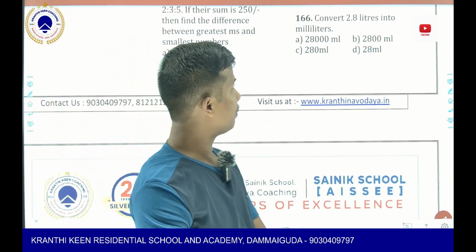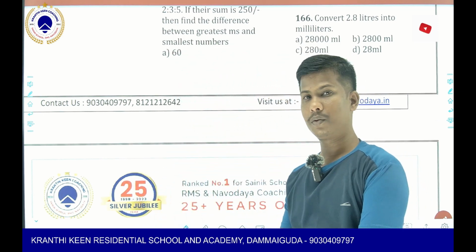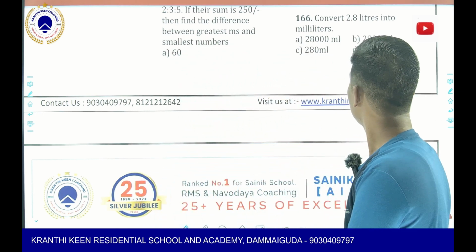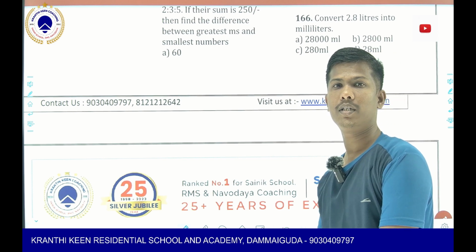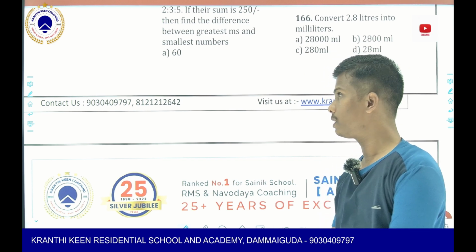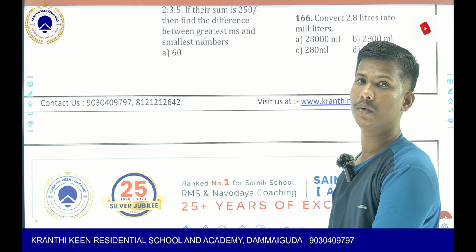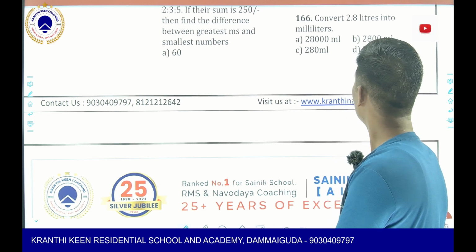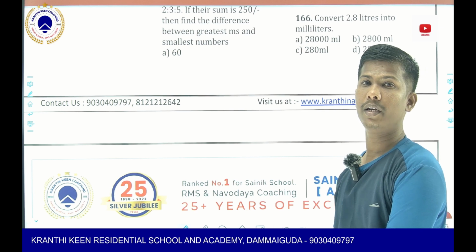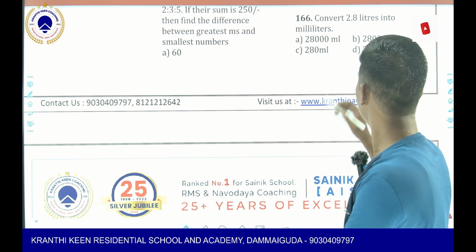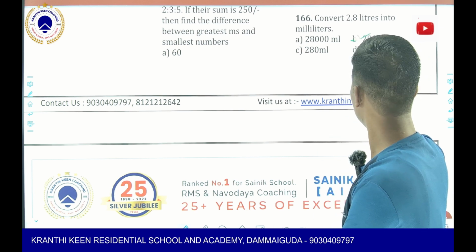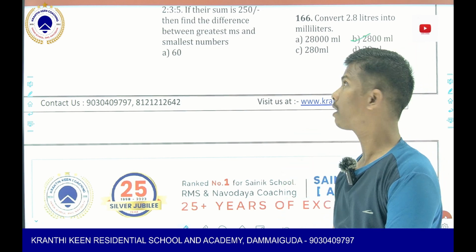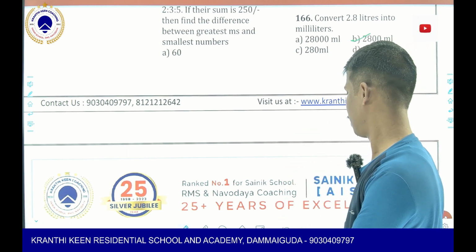Next question: convert 2.8 liters into milliliters. You already know that 1 liter is equal to 1000 milliliters. So 2 liters means 2000, and 0.8 means 800. What will you get? 2800 ml. 2800 ml is the correct answer for question number 166.